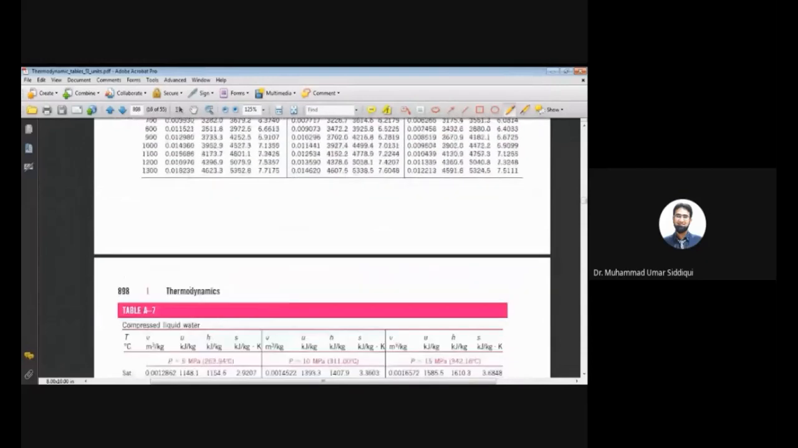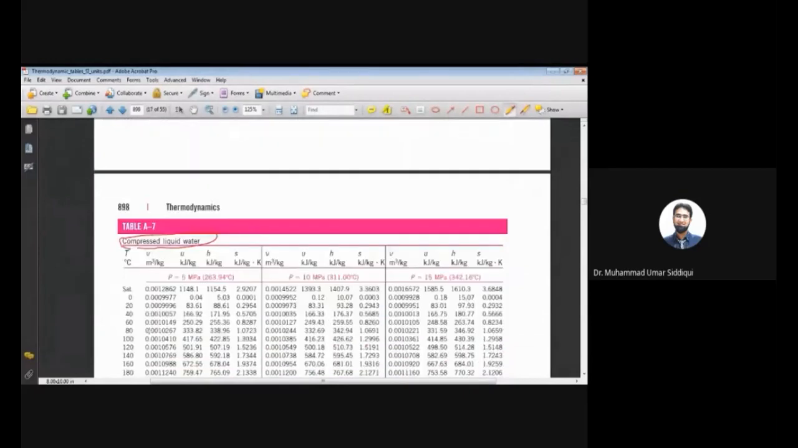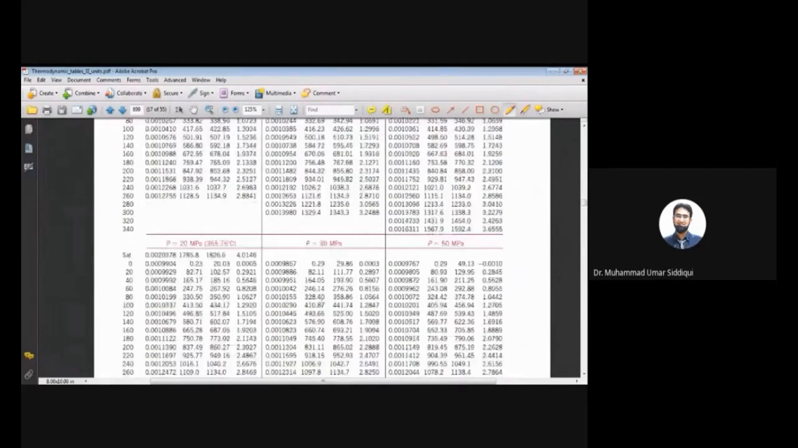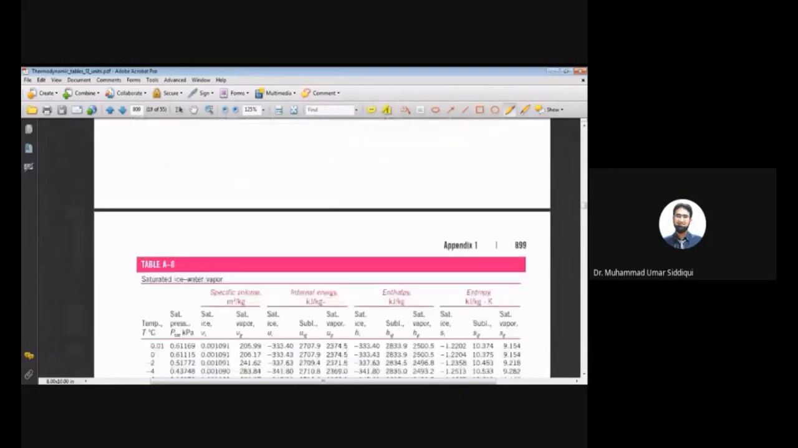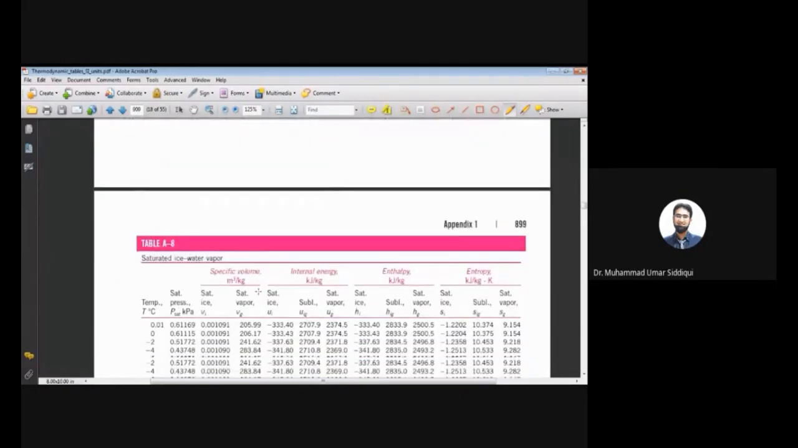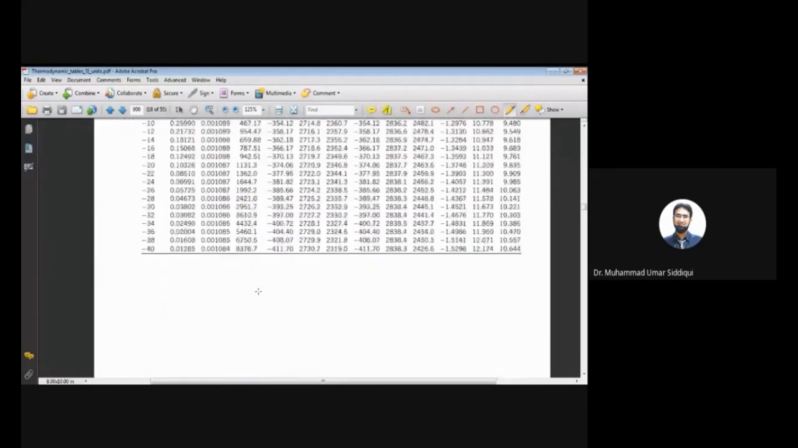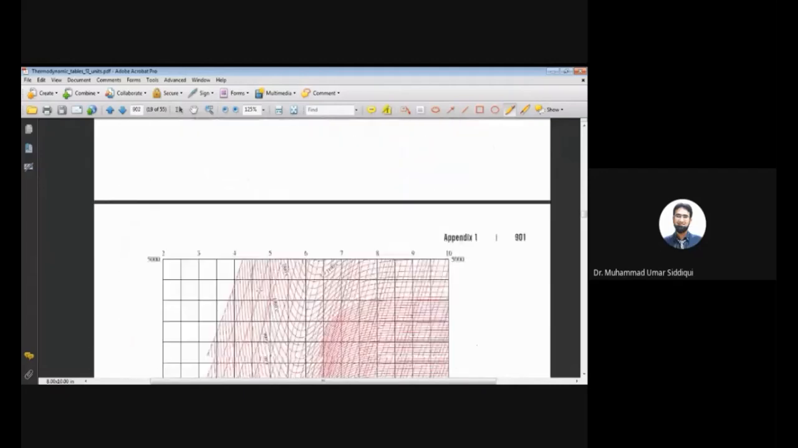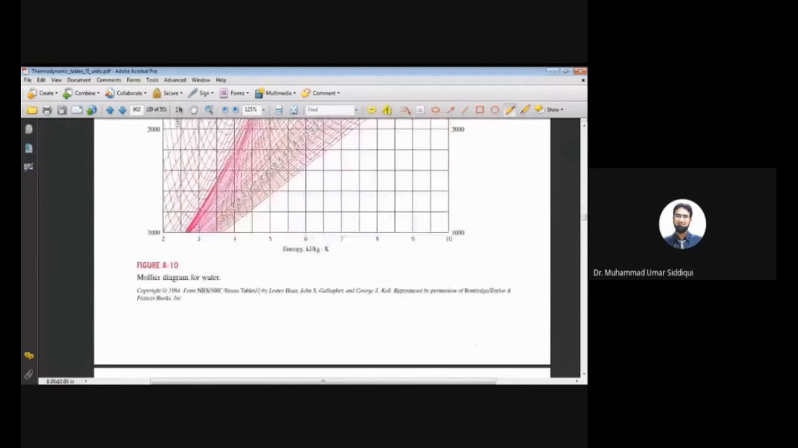Then we have table A7, which is the compressed liquid water. Again, for compressed liquid water, we know everything is liquid, so no F and G values. We have just specific volume, U, H, S, against temperatures for different pressures. So we have table A7, which is just 1 page here. Table A8, I told you it's not of much significance for us. This figure A9 also, we're not going to focus on that, or figure A10.